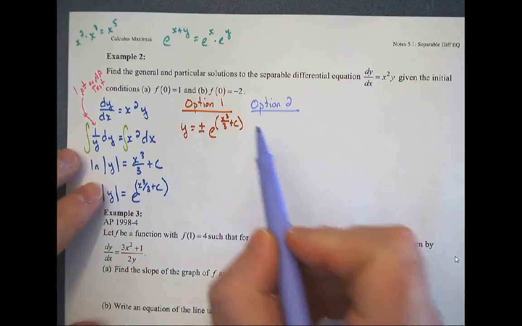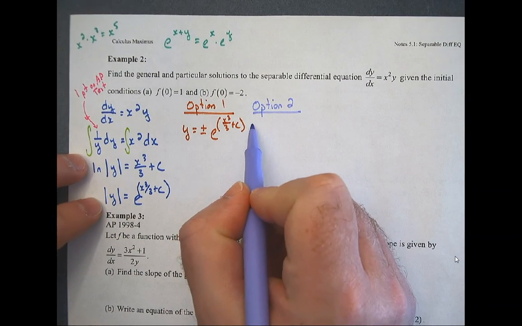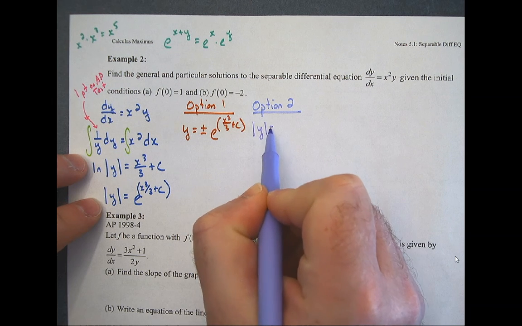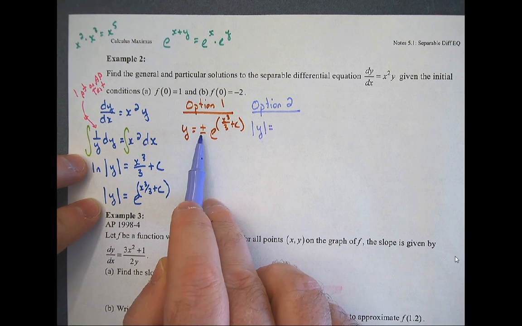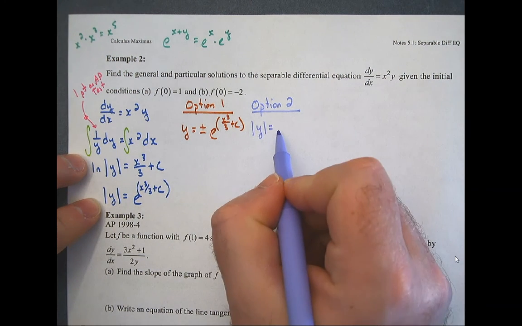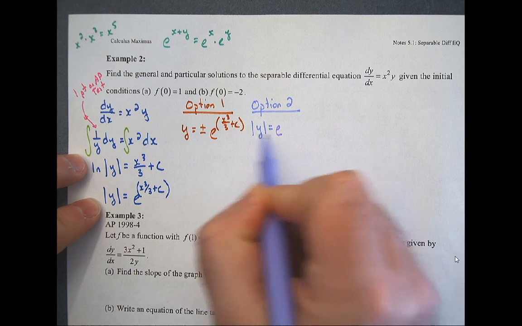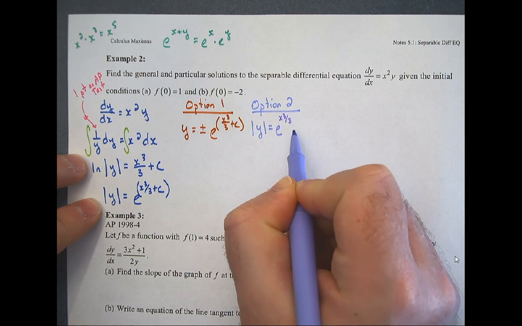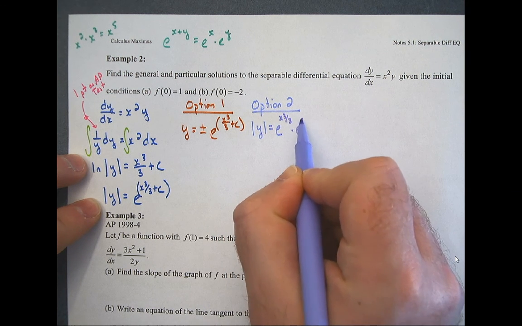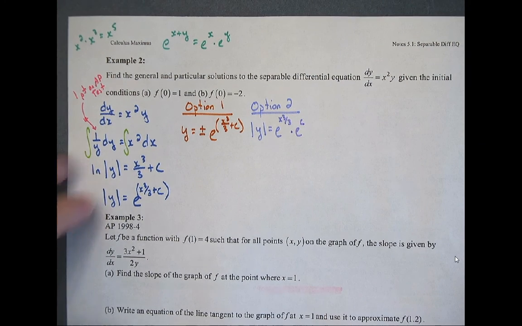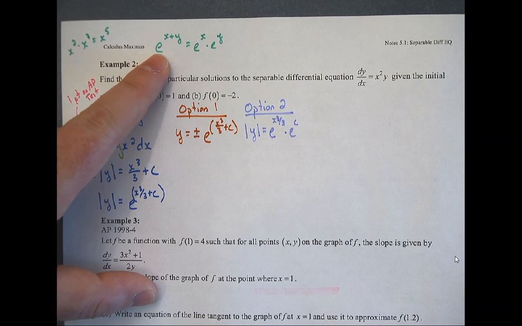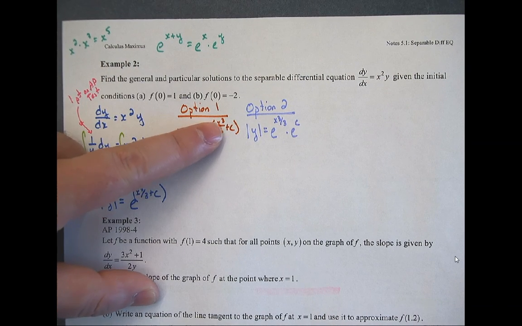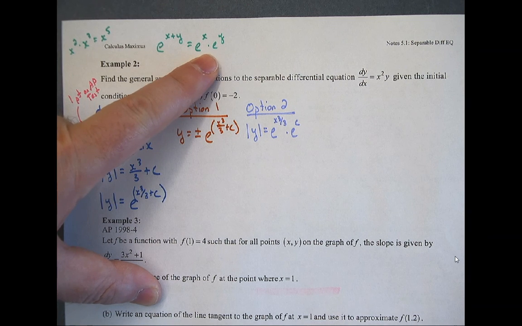Anyway, what I'm going to do here is leave this as absolute value of y. So right now I don't have a plus or minus. I don't have to worry about that. And I'm going to make this e to the x cubed over 3 times e to the c. Right? That's the same property. I'm applying this property up here. I have e to something plus something else. That means I can separate them into e to the times e to the.